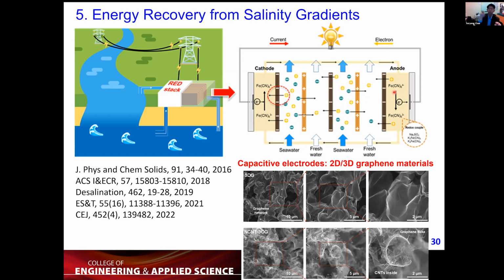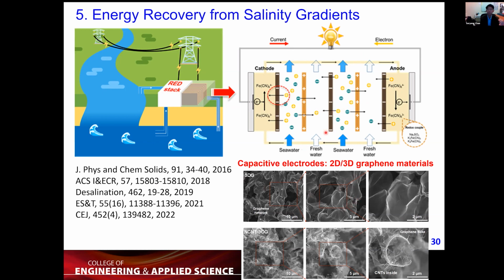Then we create the chemical potential gradient, and using this redox couple based on the reduction-oxidation reaction, we convert that chemical potential to electricity. So we recently published good papers on how we can design this system. And also we fabricate some novel electrode material for this technology.